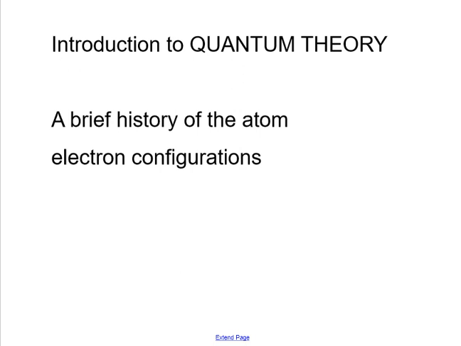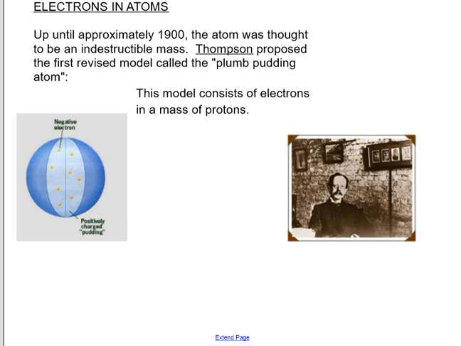Hello, grade 12s, and today we're going to start our study of quantum theory, taking a look at another model of the atom. But I want to do that by going back a little bit in time and taking a look at what we considered atoms to be historically and some of the things that we've taught you in the past. Now, up until about 1900, people thought of the atom as being this hard, indestructible mass.